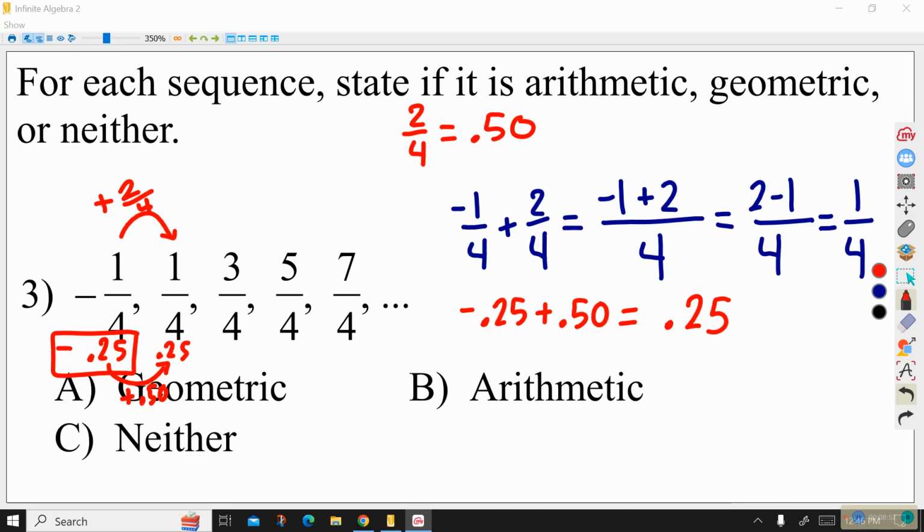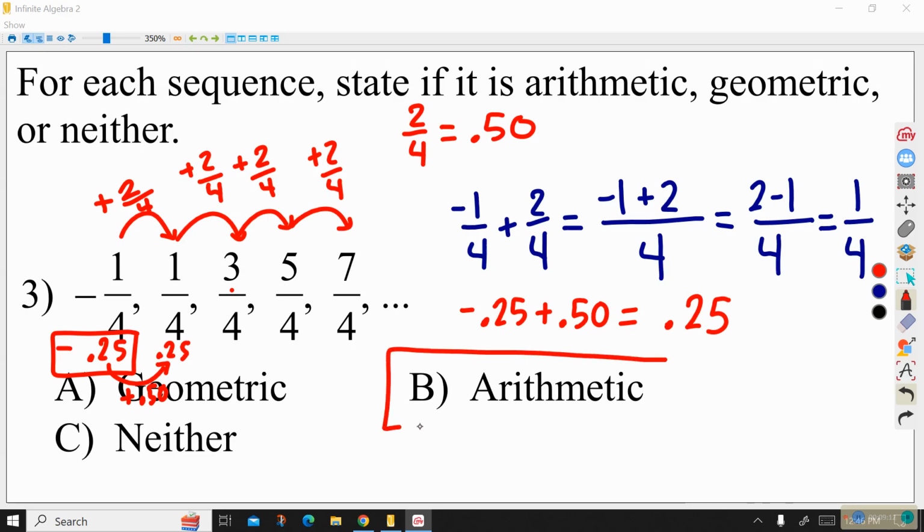Is this actually adding 0.50 every time? Is it adding 2/4 every time? Well, think about it. What is 1/4 plus 2/4? Isn't that 3/4? And what's 3/4 plus 2/4? That's 5/4. And then 5/4 plus 2/4 is 7/4. So it looks like we're adding the same value every time, and that tells me that it must be an arithmetic sequence.